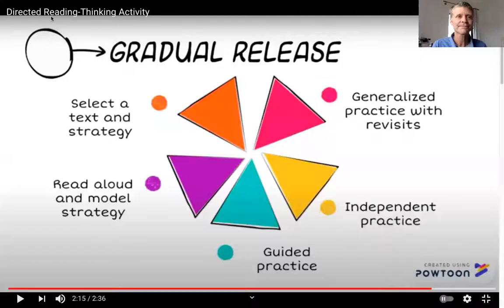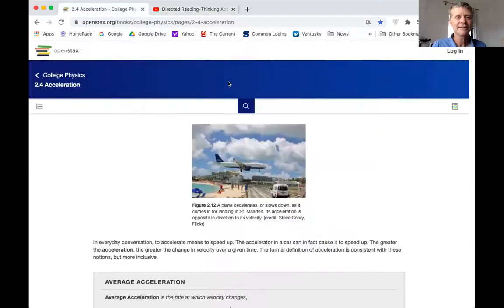So I'm using an open source text here. And again, I'm going to be jumping between screens while sharing. So if we have the text that we are using, this is a section on acceleration. So the students would have talked about displacement and velocity, and we've worked up to acceleration.